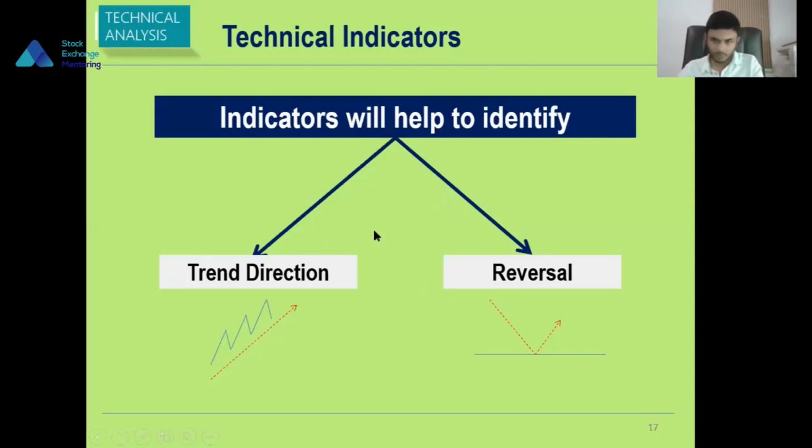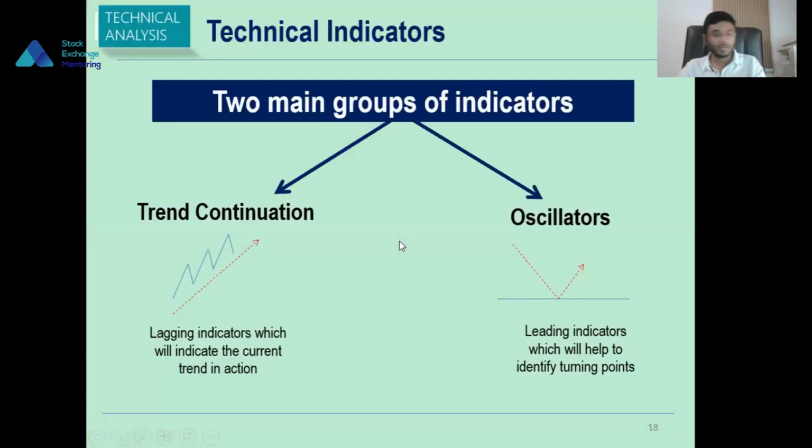So how will these indicators help, and what features do they have to identify trend direction and reversals? There are two main categories of indicators: trend continuation indicators and oscillators. Trend continuation indicators give us the direction where the market is currently heading. Say the market started an upward trend. For example, these days some people were saying Expo Lanka started a rally from 5 rupee, 3 rupee levels, and went up to 40 and 60.